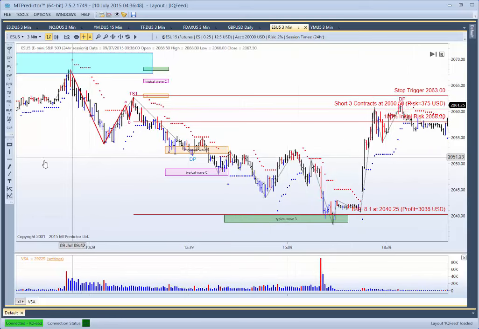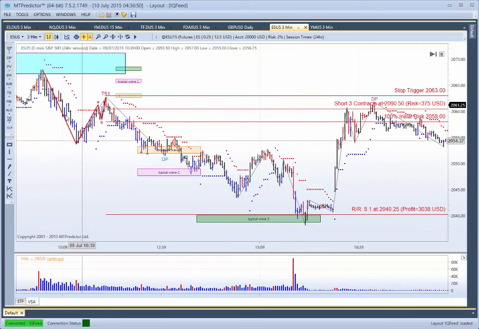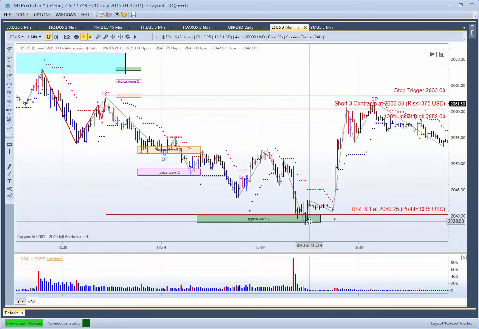well then you can use that for logical resistance, and as such that made this a picture perfect Holy Grail trade setup where we had a major high, the start of the sequence, that would be wave 1, that would be wave 2, this would then be wave 3 coming down here for a nice 8.1R profit. So a very, very good trade there.